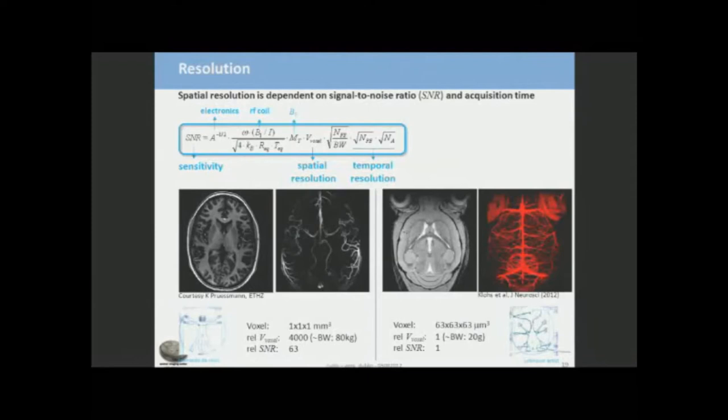But it's important to realize that spatial resolution, temporal resolution, and sensitivity are intimately linked, and if you improve one, you have to pay the price for the other two.